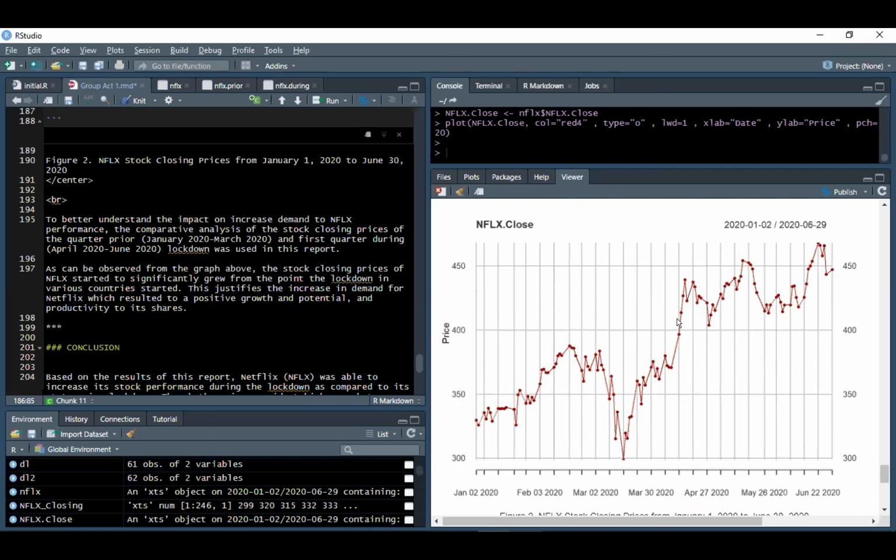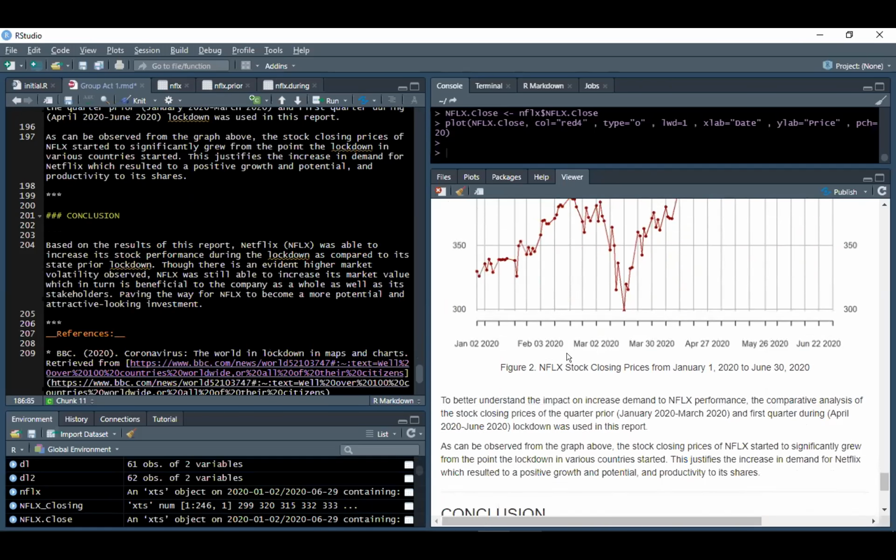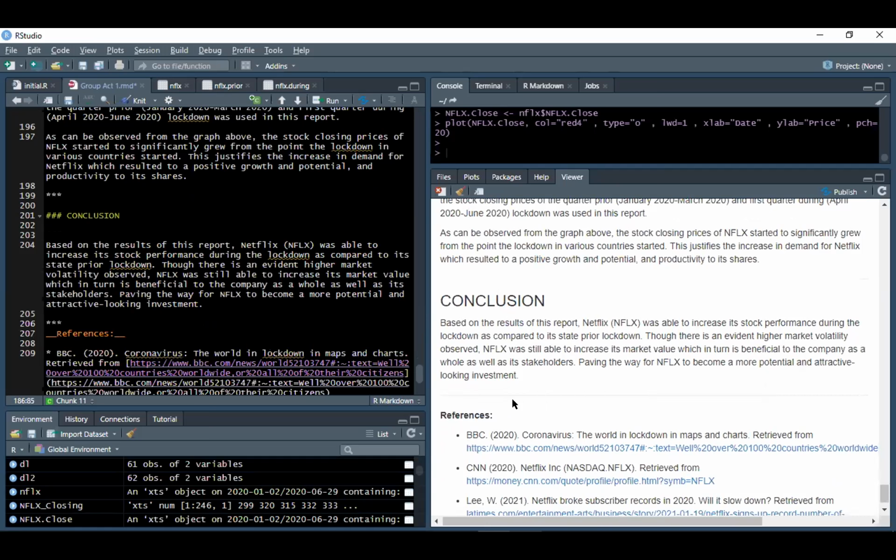a surge in the growth of the Netflix stock performance, which is also our conclusion: though there is an evident higher market volatility with the standard deviation, Netflix was still able to increase its market value, which in turn is beneficial to the company as a whole, as well as its stakeholders, such as stockholders and customers, paving the way for Netflix to become a more potential and attractive looking investment.